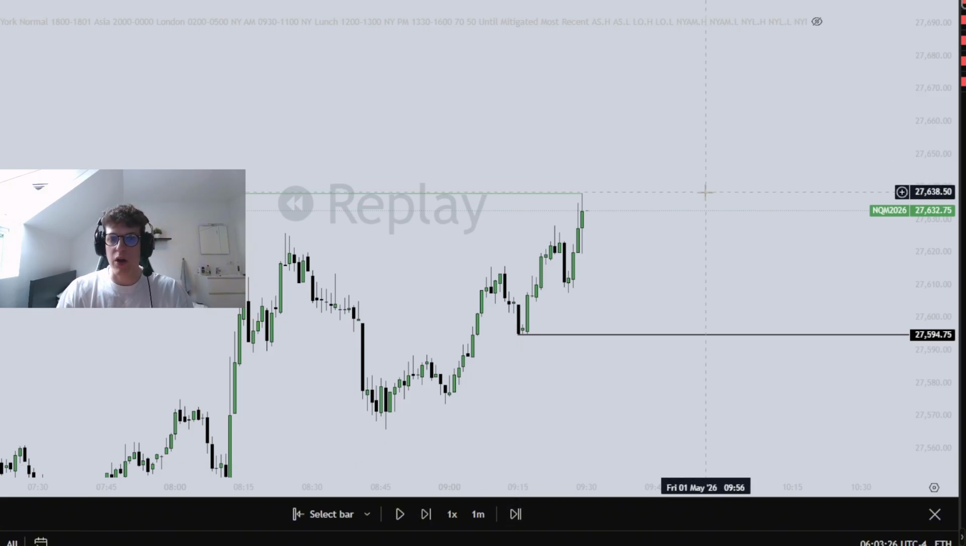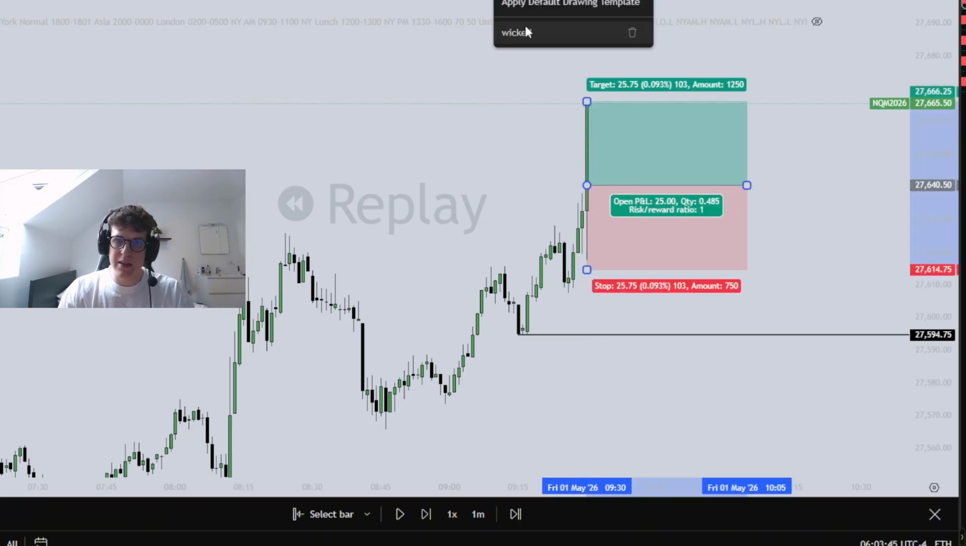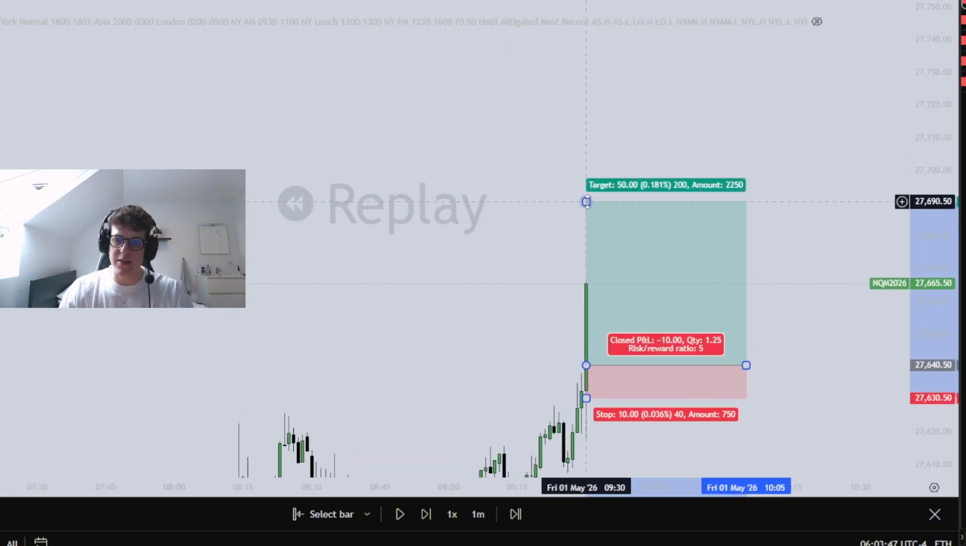So bang, we manipulate down, guys. We make an SMT right here, something like that. We sweep into the key level, which was this gap and something else I can't talk about, and then we start pushing up. My trade would have been like this, with a 10-point stop targeting around 10R.